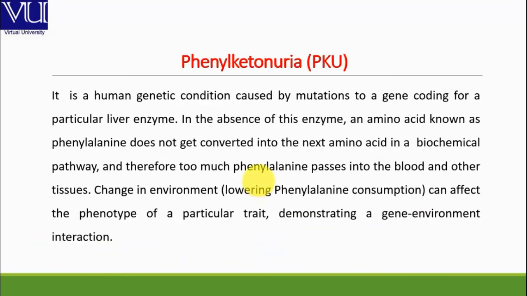Phenylketonuria, or PKU, is a human genetic condition caused by mutations to a gene coding for a particular liver enzyme. In the absence of this enzyme, an amino acid known as phenylalanine does not get converted into the next amino acid in a biochemical pathway, and therefore phenylalanine passes into the blood and other tissues. A change in environment, like lowering phenylalanine in the diet, can affect the phenotype of a particular trait, demonstrating a gene-environment interaction.